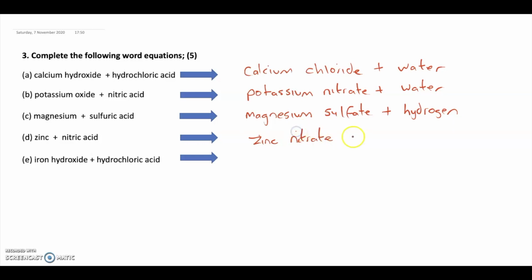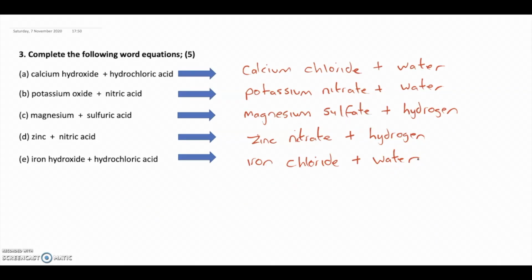Zinc plus nitric acid, again a metal and acid, form a salt and hydrogen. So therefore the salt is going to be zinc nitrate plus hydrogen, because nitric acid leads to the formation of nitrates. And then our last question, we have iron hydroxide, a metal hydroxide, so it's a base. Acid plus base forms a salt and water. Because it's hydrochloric acid, it's going to be a chloride. Because it's iron hydroxide, it's going to be iron chloride. So we form iron chloride and water.